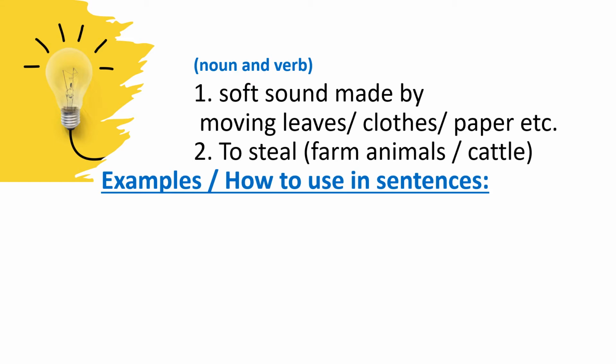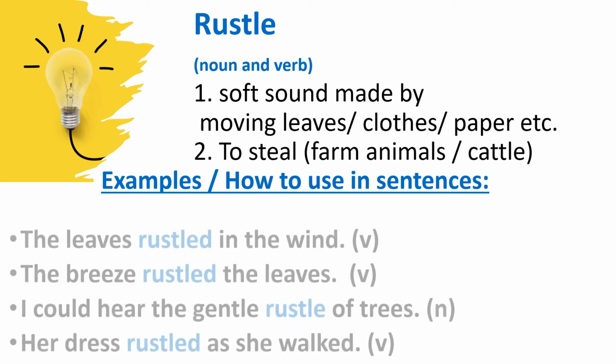So the word is R-U-S-T-L-E, rustle. Rustle means the soft sound of leaves, clothes, paper, etc. Though this meaning is common, rustle also means to steal farm animals, cattle, etc. Okay, let's see how we can use it in sentences.